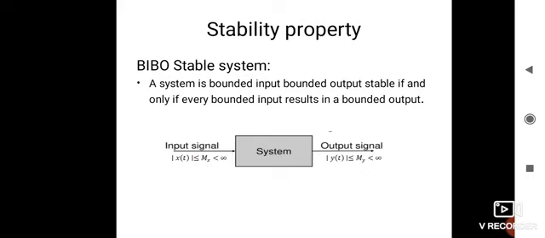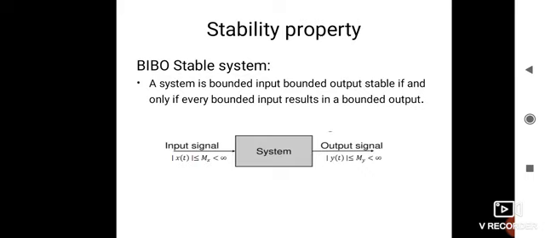Here Mx is a constant value which is finite, and that is shown by less than infinity. And mod of x(t) is less than or equal to Mx, that means x(t) takes values from minus Mx to plus Mx, so it is a bounded signal. This is given to the input of the system, and we get the output y(t), which is less than or equal to My and less than infinity.